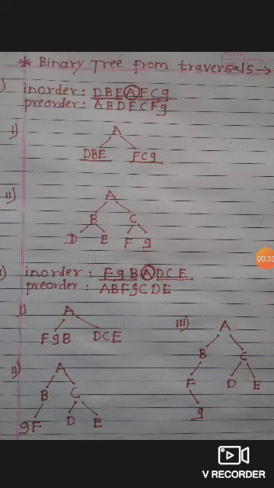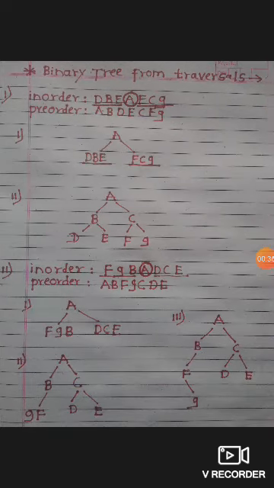In this video, we will see how to construct a binary tree from the given traversals. For example, suppose we are given two sequences: the in-order sequence as D B E A F C G and the pre-order sequence as A B D E C F G, and our task is to find the respective binary tree which satisfies the given in-order and pre-order sequences.